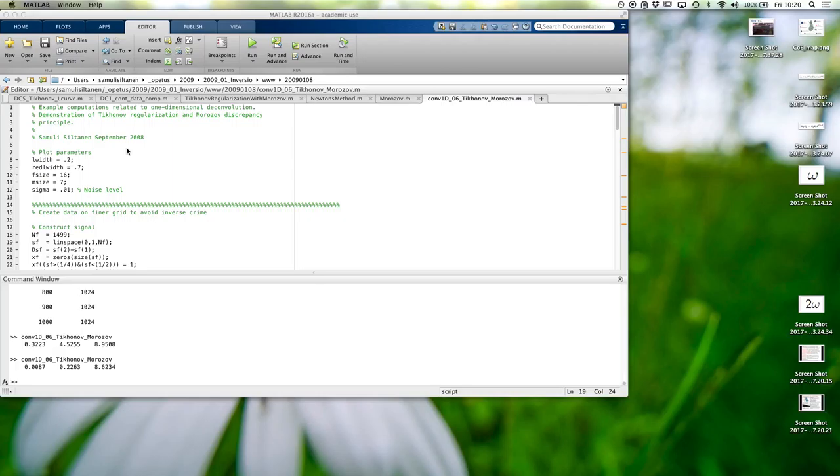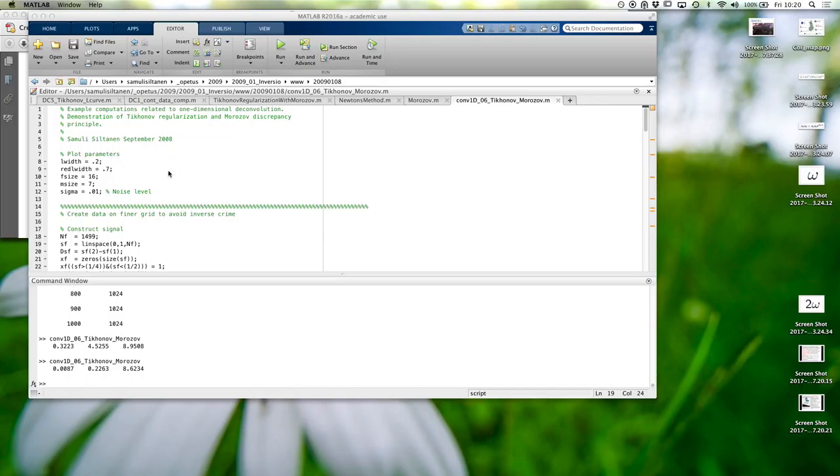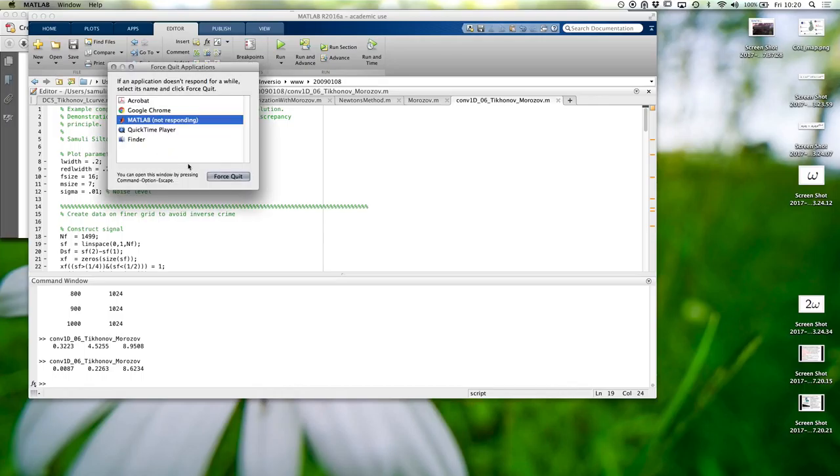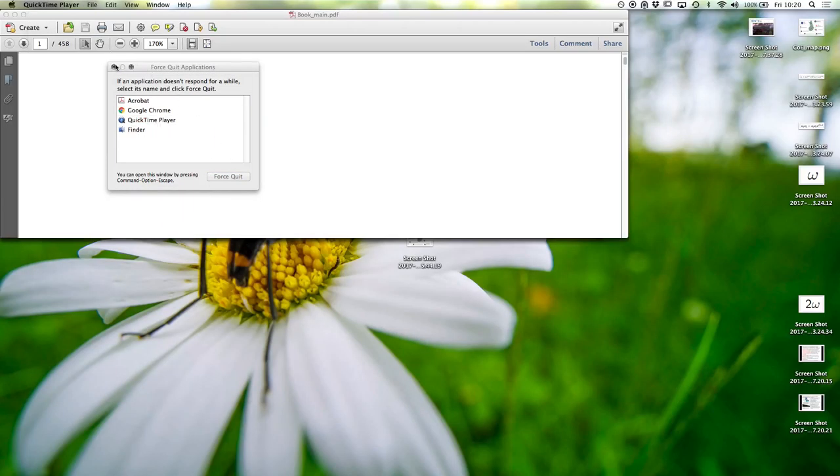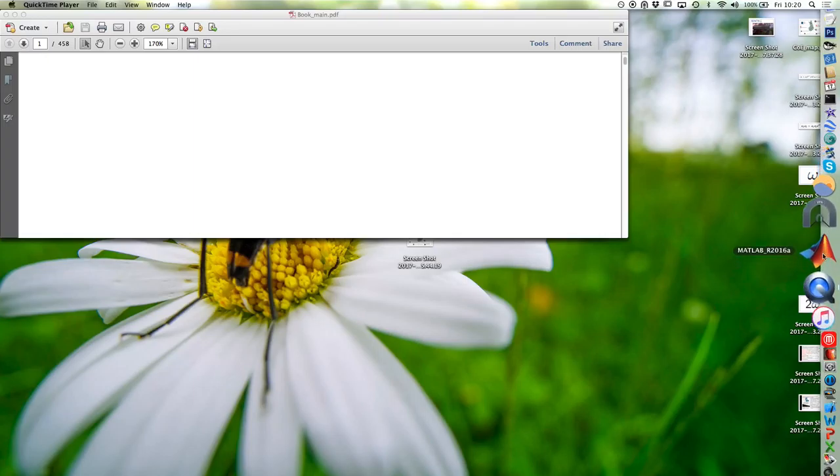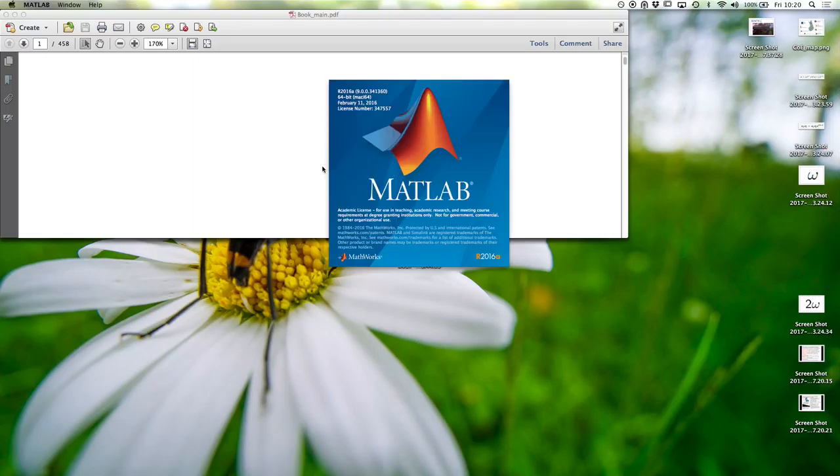And I think I'll start with just showing you a computation from one of the courses. MATLAB is not responding. The beach ball of death. Well, let's reopen. Okay.